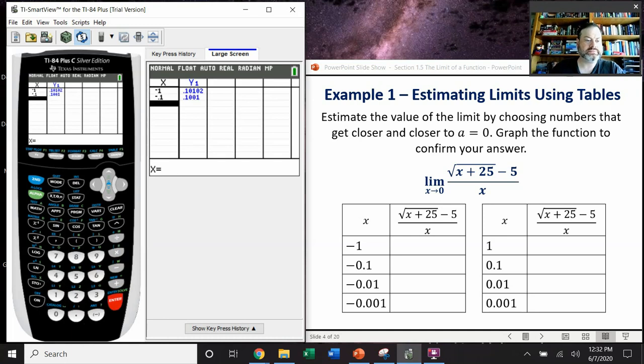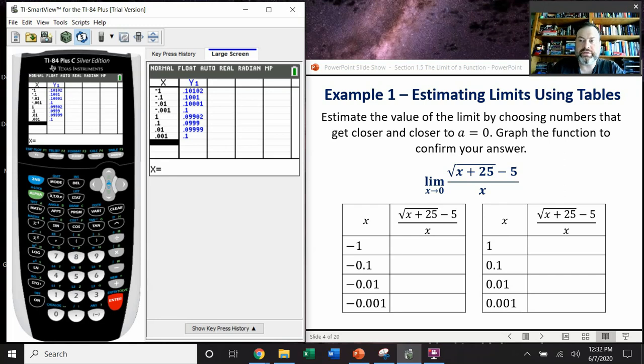So negative 0.1, negative 0.01, negative 0.001. And it looks like it's getting closer and closer to 0.1. Great. Let's come in from the other way. If the other way is getting just as close, and if it's sort of zooming in on the same number, then we know that that's the limit. 0.001. So it certainly appears that the limit from both sides is 0.1.